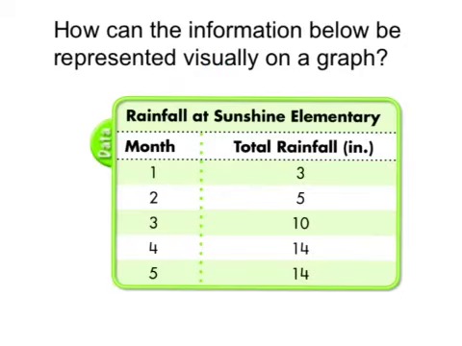This brings us back to our original problem. Here we have a data table showing the rainfall at Sunshine Elementary over a period of 5 months. And this is the total rainfall in inches. So how did you visually represent this data? Let's take a look.